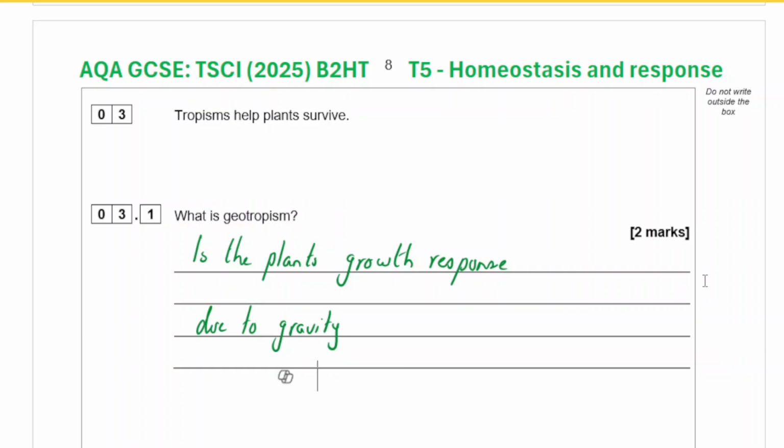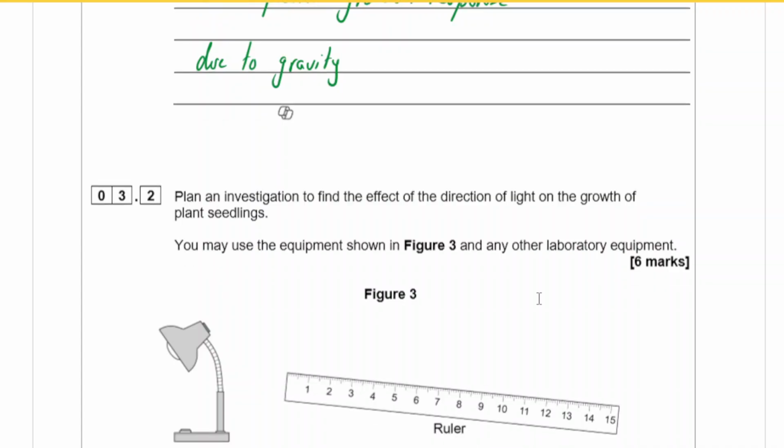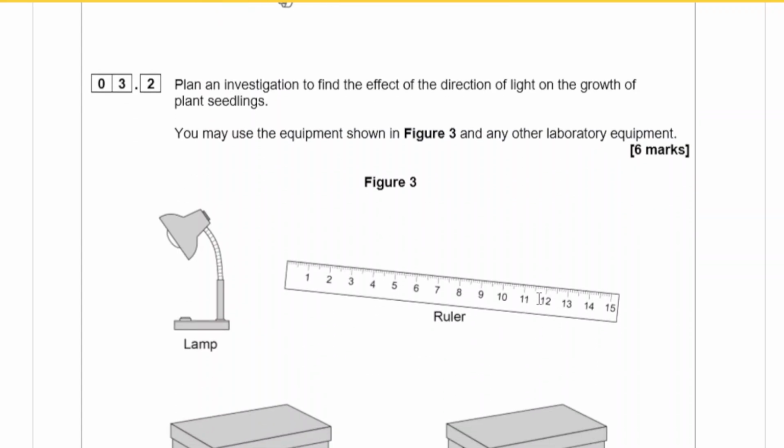Now, there are two types of tropisms, geotropism and phototropism. Phototropism is the plant's response to light. Now, if you have seen the 2024 paper, you would have come across that they have actually asked a question on geotropism. So here, they're actually asking a question on phototropism.